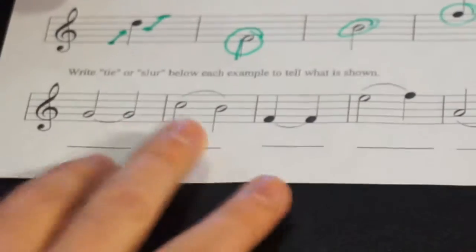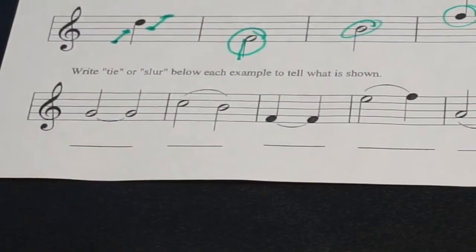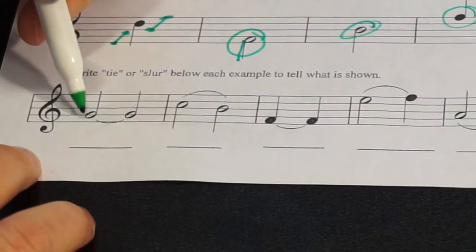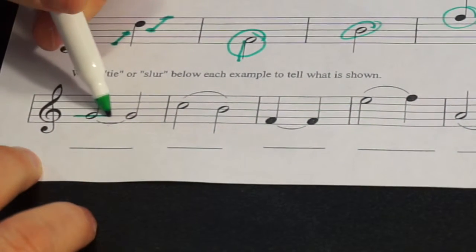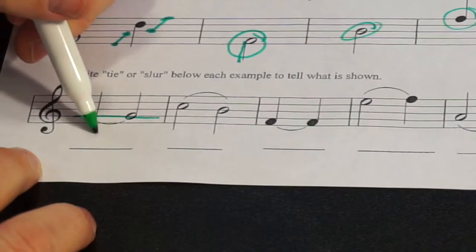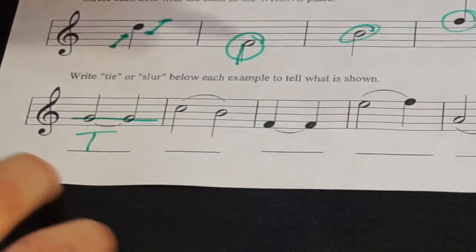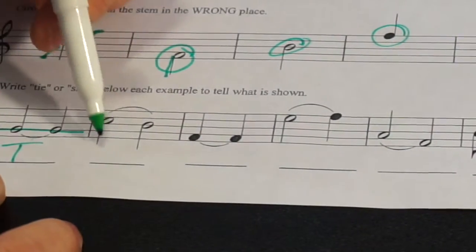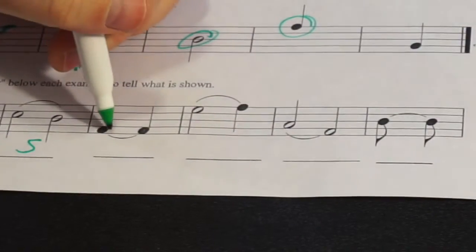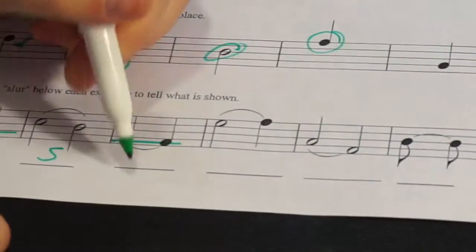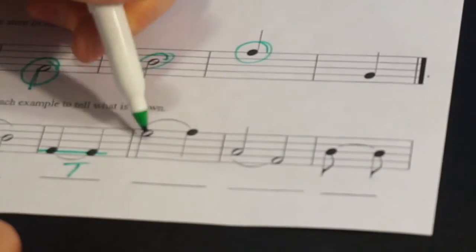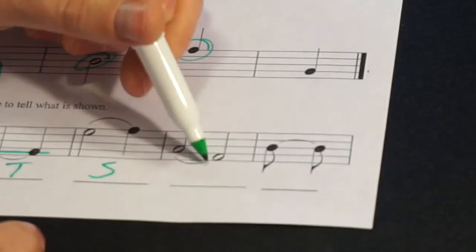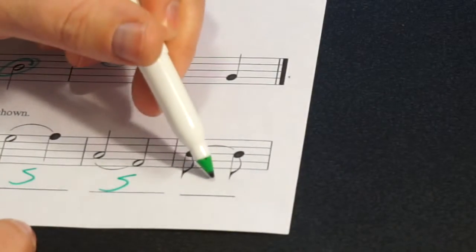And this one is not quite. This one's good. All right, write tie or slur below each example. If the note is the same, it's going to be a tie. So look, the notes are on the exact same line, so they are a tie. I'm just going to put T for convenience, okay? This is slurring. See how it's going to a different one? So that's a slur. This, wait, same exact space, so that is a tie. These ones are slurring up, slurring down, and these are exactly the same, so they're a tie.